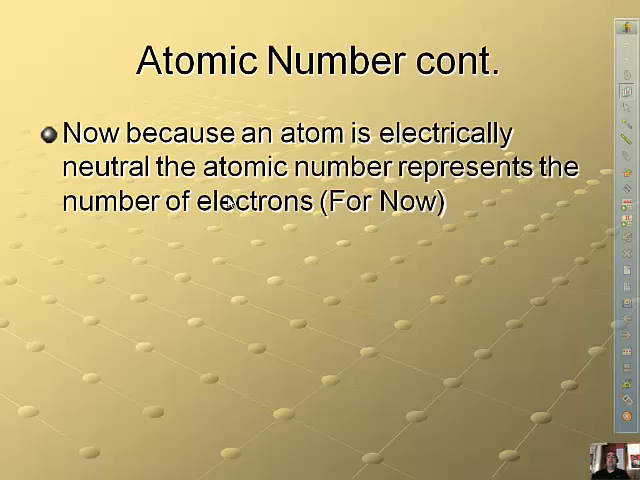Because an atom is electrically neutral, and this is for this chapter only, the atomic number also represents the number of electrons. So for example, when we were just talking about aluminum, we said 13 protons. So for right now, we're going to say it will also have 13 electrons.